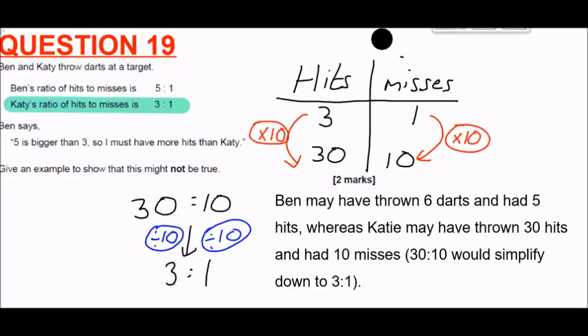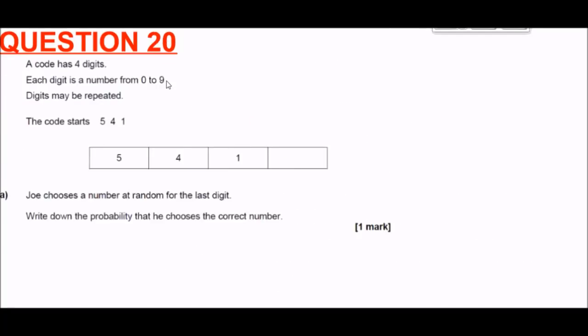Going on to question 20. A code has 4 digits. Each digit is a number from 0 to 9. It says digits may be repeated. The code starts 5, 4, 1. Joe chooses a number at random for the last digit. I need to get my eyes right. Write down the probability that he chooses the correct number.